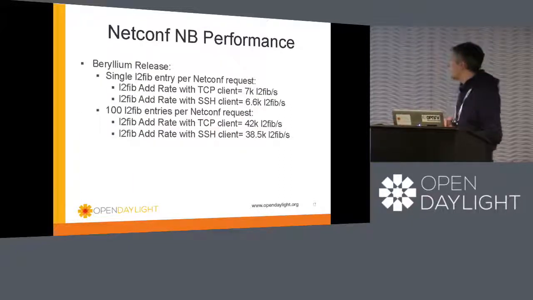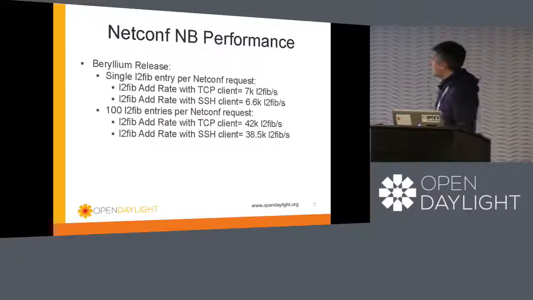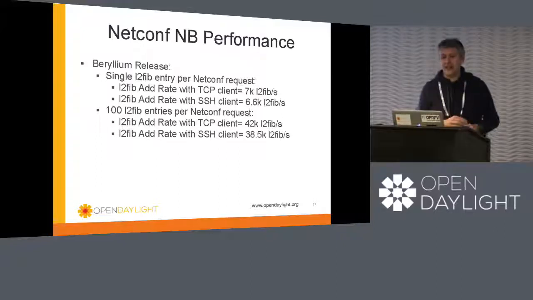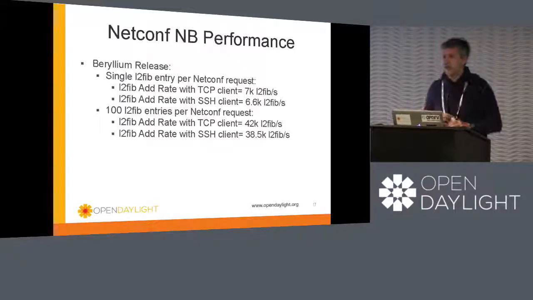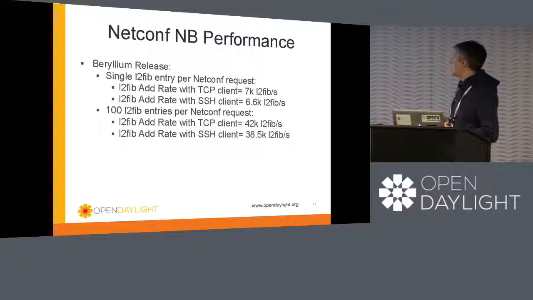So by doing that, these are the figures that we get. For the Beryllium release, we can do single or batching kinds of requests. If we use single programming, we get 7,000 MAC entries per second. In the case of TCP with SSH security on, things go a little bit down because of this extra security, and in that case, you get 6.6K L2 entries per second.